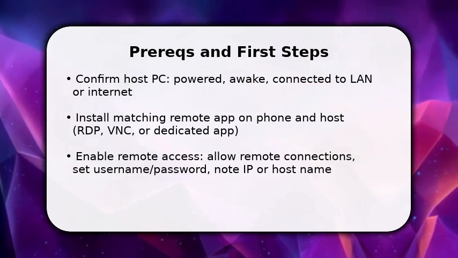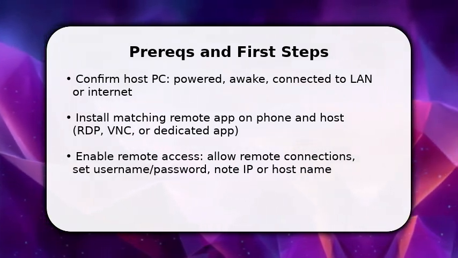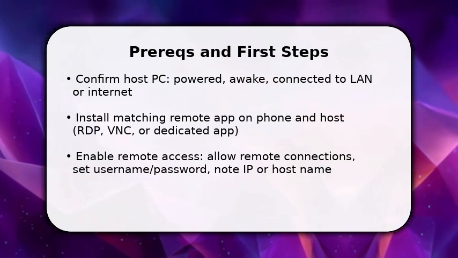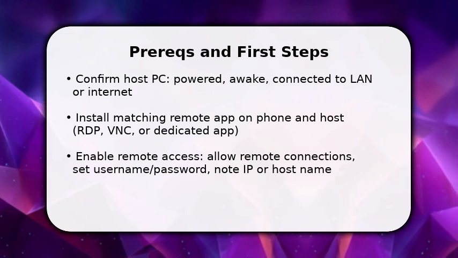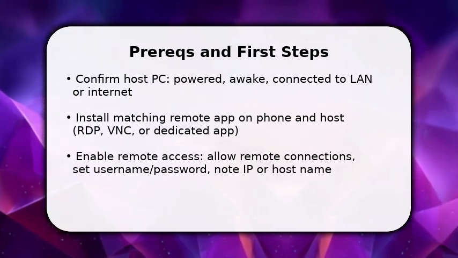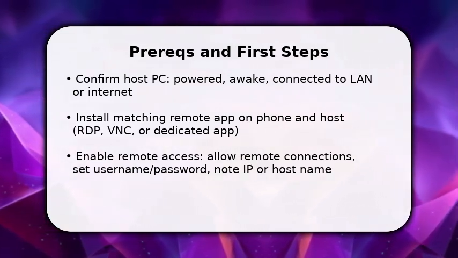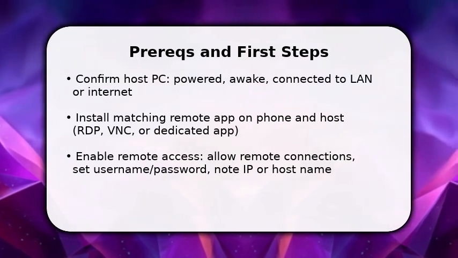Next, enable remote access on the PC and set a strong password so you can authenticate. Write down the IP address or hostname. Once done, test a local connection on the same network to confirm ports and credentials work before attempting external access.